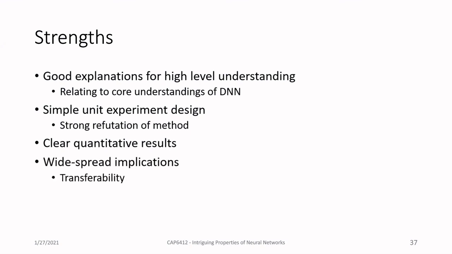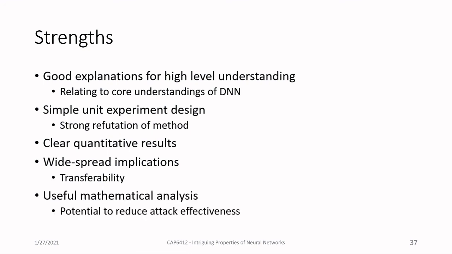And then there are widespread implications for these attacks, in particular with transferability. This vulnerability in classification networks wasn't known about. And so for using classification networks for critical systems, it's a very important issue. And then the mathematical analysis that they provided was really useful, especially in creating a further avenue of research for trying to reduce the vulnerability of these classification networks.